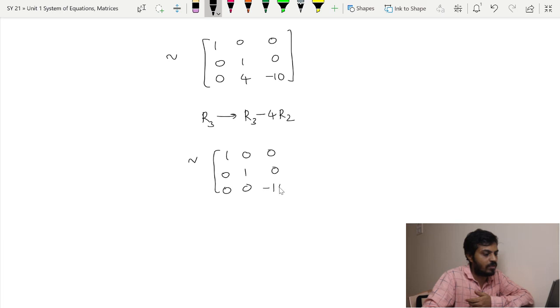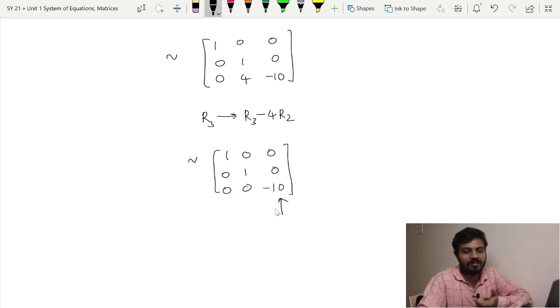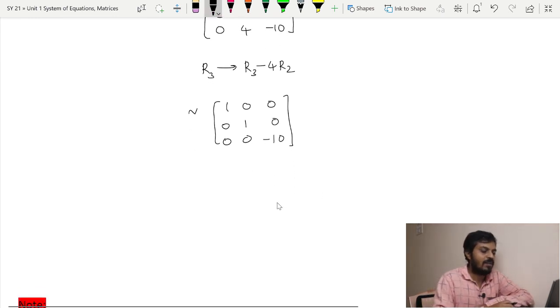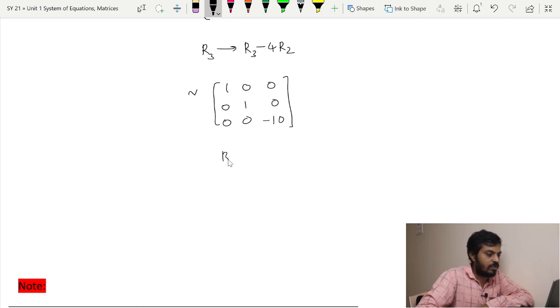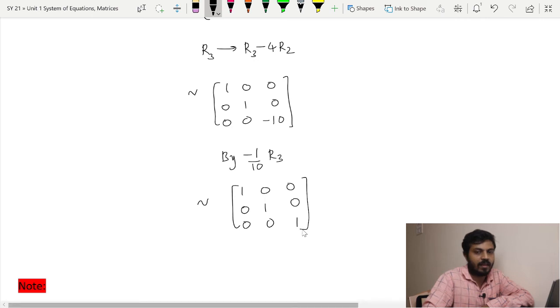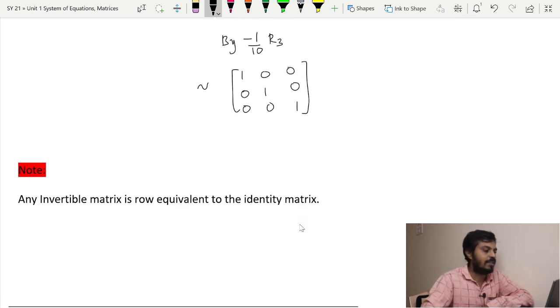and this will be minus 10 only, and the last entry is left out. I want it to be 1. You already know which operation to perform. So I will say by performing minus 1 upon 10 R3, and this will be equivalent to 1 0 0, 0 1 0 and 0 0 1, and therefore we will say that A and I3 are row equivalent.